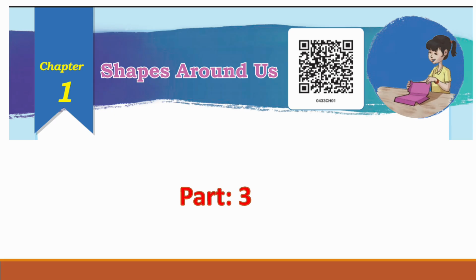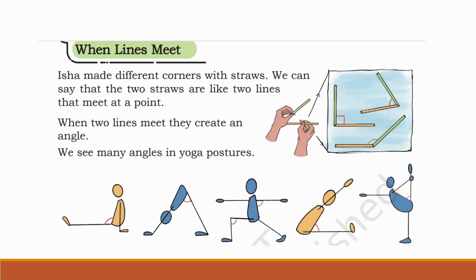Today we will see NCERT Class 4 Maths, Chapter 1 Shapes Around Us, Part 3. When lines meet, Isha made different corners with the straws. We can say that the two straws are like two lines that meet at a point. See this picture. The two straws are like two lines that meet at a point.